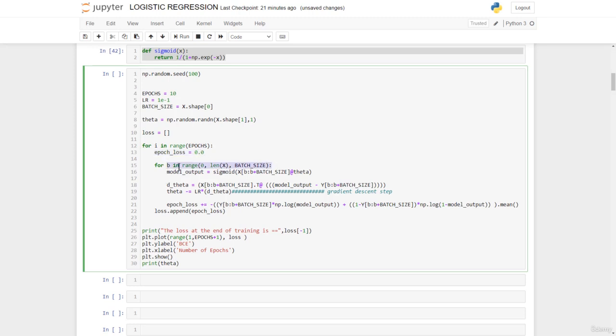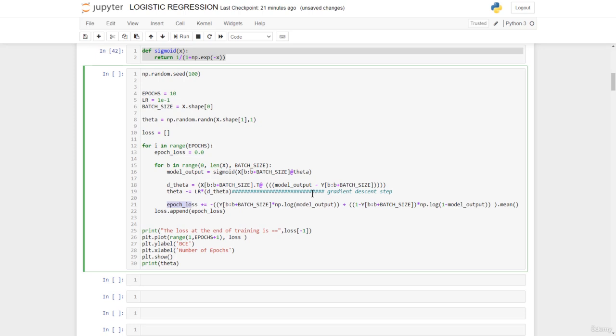Then we have this. We saw this already in the linear regression. The difference now is that for this model output, instead of having just x times theta, that is without the sigmoid, we now have sigmoid of x times theta. And the partial derivative of the loss with respect to the parameters theta is still maintained as we saw in theory. Now we have this gradient descent step, which is theta equals theta minus the learning rate times d theta. And then we have the epoch loss.